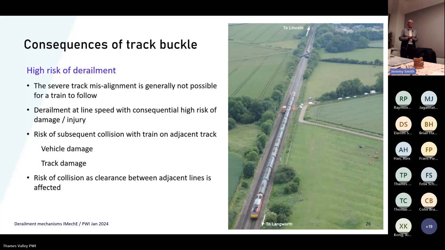Fortunately, there was nothing on the other track. That's a two-track railway. So as with one of the others, track buckle isn't a slow speed local event. It's higher speed and it will make a mess, and other things may well run into that mess if we're unlucky. And therefore, there's a high risk of subsequent collision because infringing the clearance on neighbouring lines is very likely.